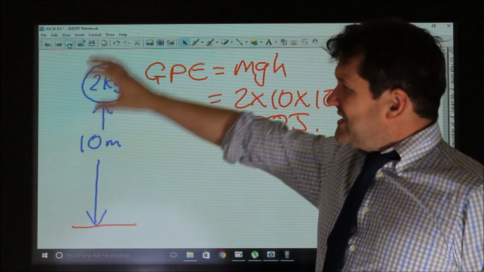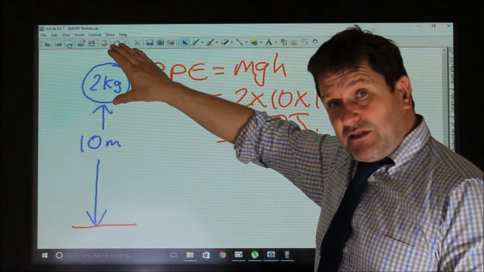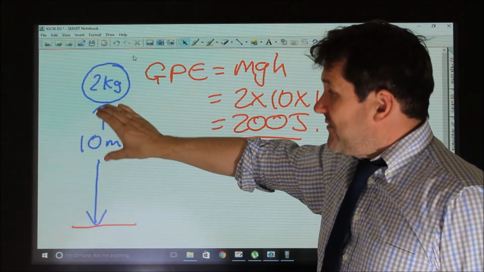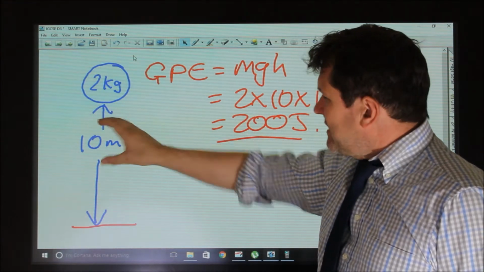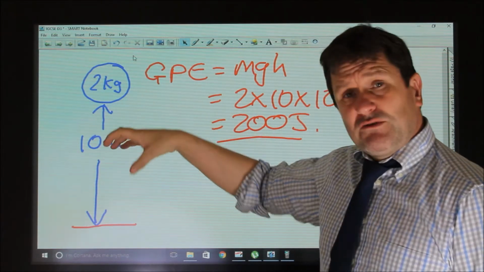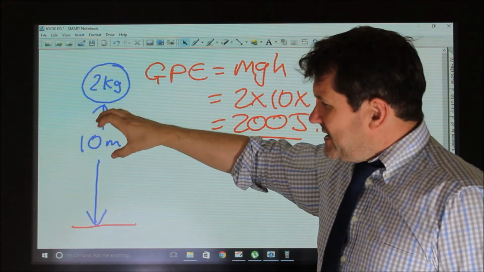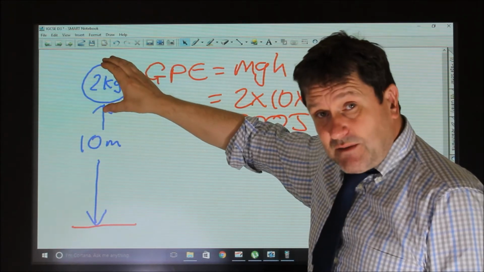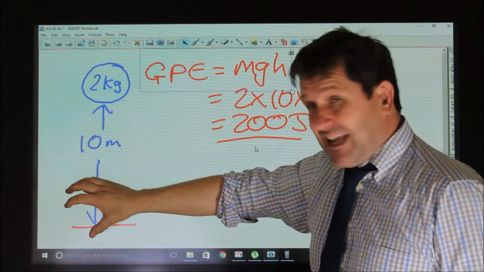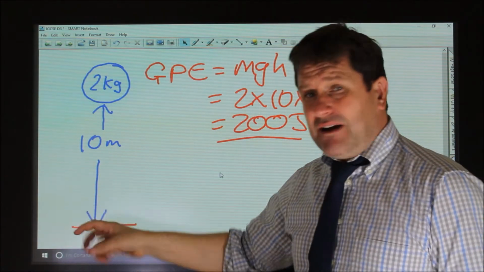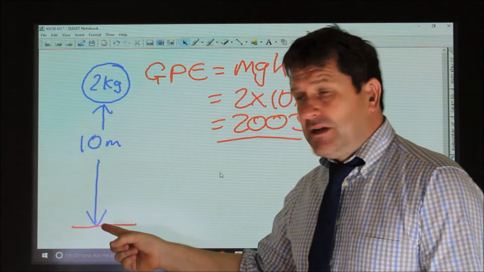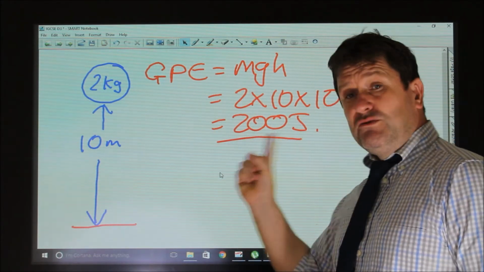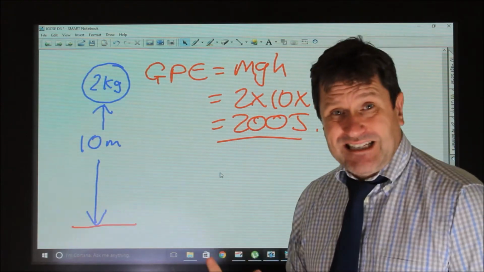As it falls, because energy is conserved, when it's halfway down it's lost half of its gravitational potential energy. It's lost 100 joules, but those 100 joules are now kinetic energy. And as it falls further down, it gets faster because the gravitational potential energy is changing into kinetic energy. Now, the instant it hits the ground, its height is 0, so it has no gravitational potential energy. All of that 200 joules is now kinetic energy.